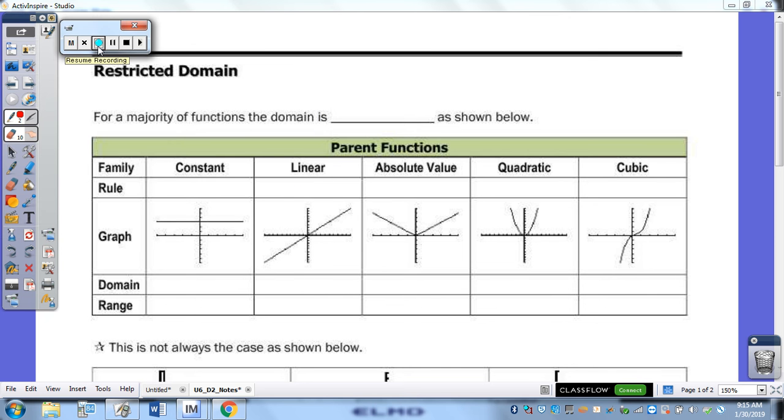So last class we were dealing with domain and range, and we were talking about our different kinds of notations to be able to write your domain and range in. So today we're going to talk about restricted domain. So for a majority of functions, the domain is all real numbers.